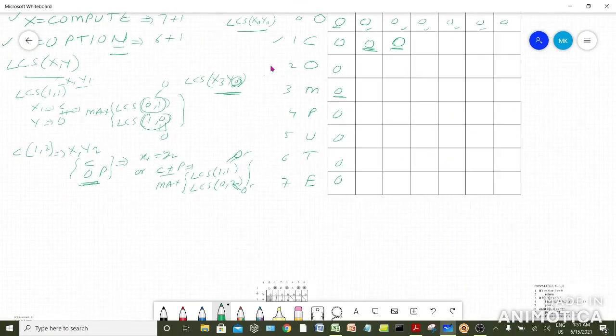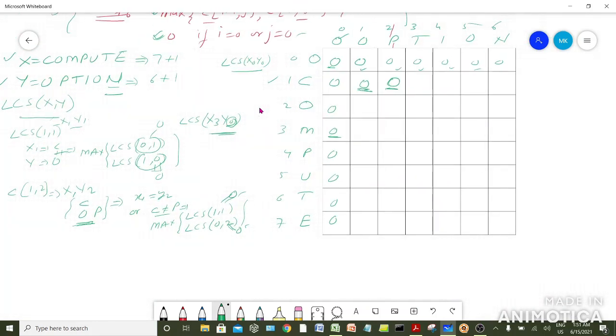Okay. Now try to fill the third one. This is the LCS of 1 and 3. It means when x1 was considered and y3 was considered, so x1 is equal to C and y3 is equal to OPT. So clearly it is equal to 0. Next, this one is again equal to 0. Then this one is again equal to 0 and this one is again equal to 0. Fine. Now move to this one.